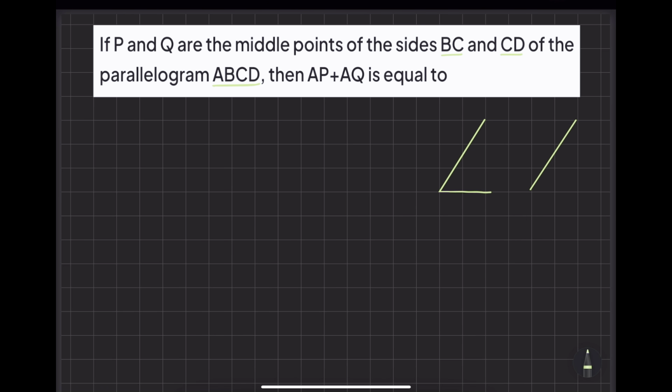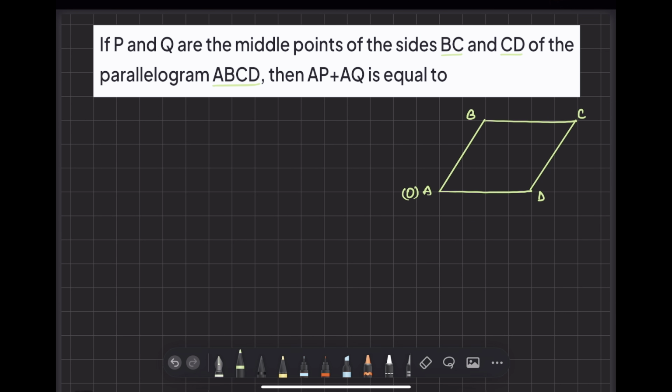Okay, now look at this. So, we got our parallelogram A, B, C, D. Now, for the time being, imagine that this is the origin. Suppose this is the origin. Okay, we will use the information first, then I'll tell you how to solve.